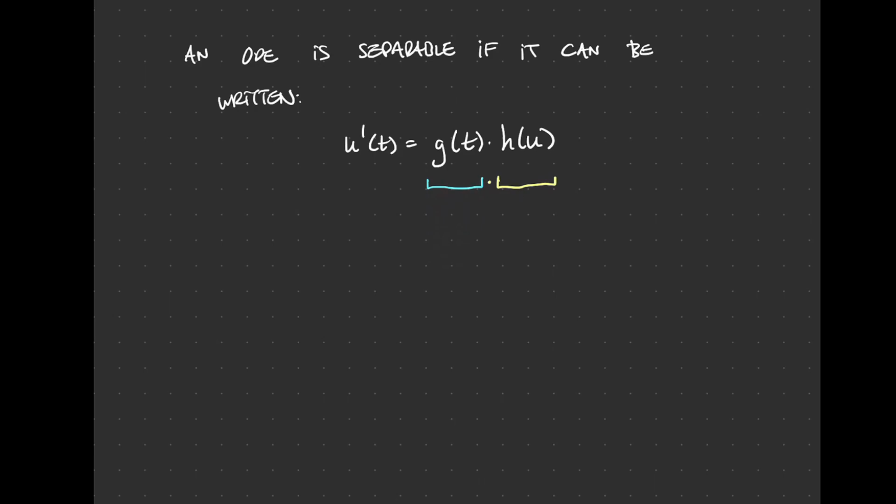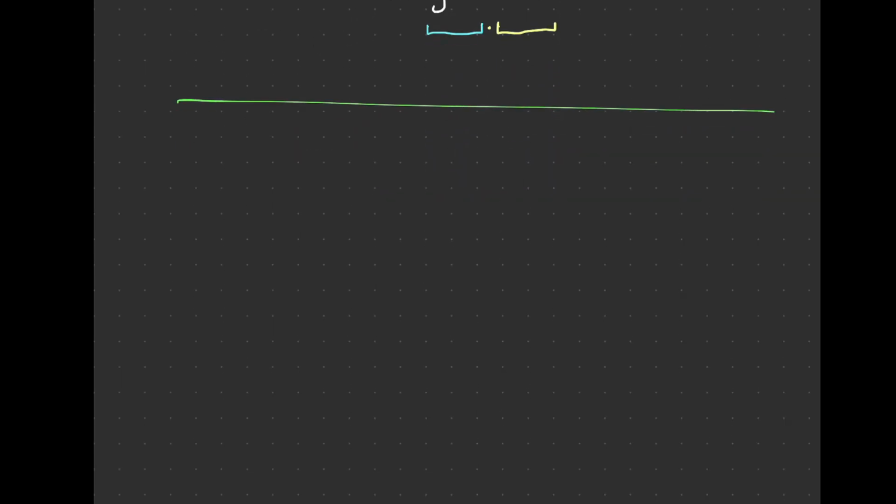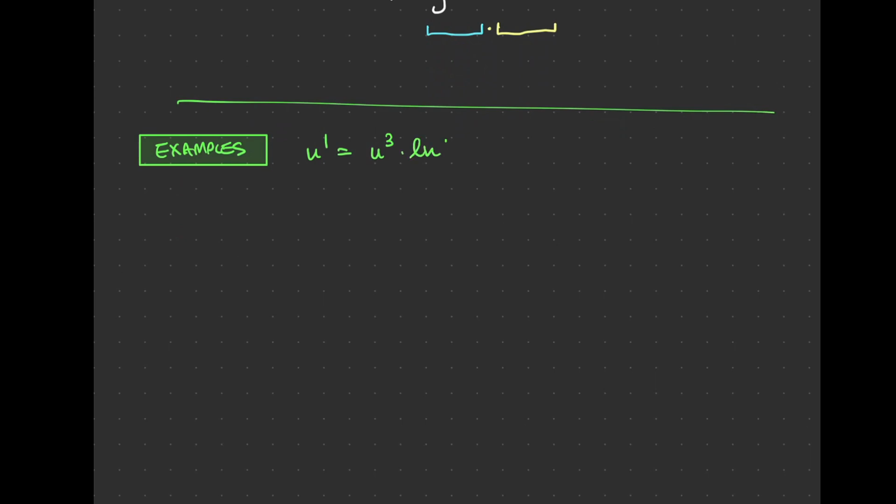So let's look at some examples of ODEs that are separable. So something like this: u prime equals u cubed times ln of t. Is this separable? Well, I have an h of u, and I have a g of t. All right, this function's only of u, this function's only of t, so it's separable. So yes, this is.